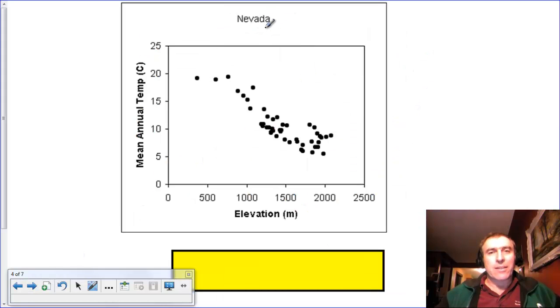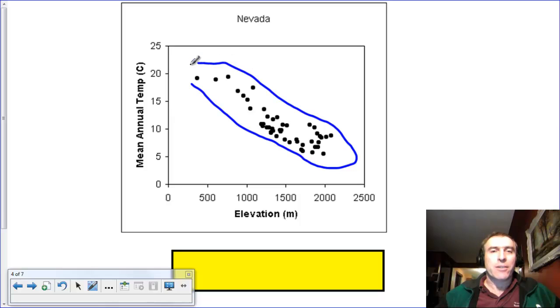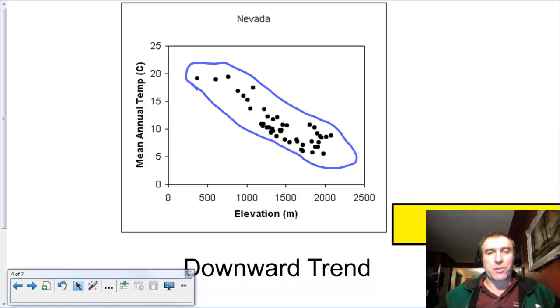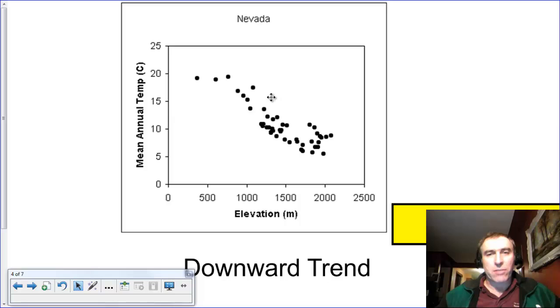This is the city of Nevada, and they wanted to plot the mean annual temperature. Mean means average, remember that. And they also wanted to plot the elevation. Two totally different things, but they wanted to see if there was a correlation between the two. Well, look what they ended up with. A pattern. And that pattern, if the other one was an upward trend, what do you think this one is called? Well, I hope you got it. It's a downward trend, and you can see how the general direction is in a downward motion.